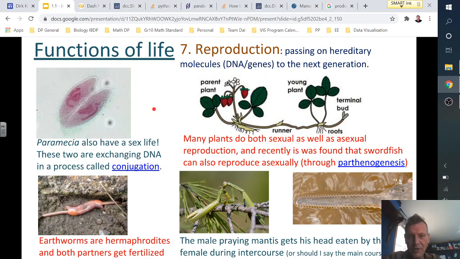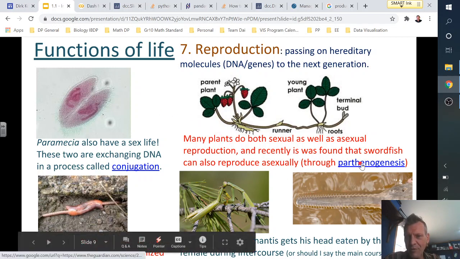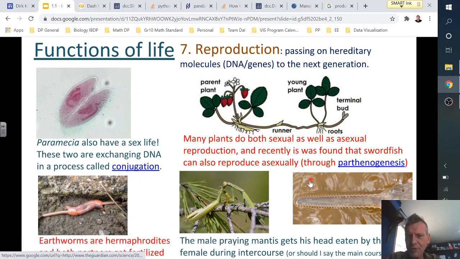Now, there are some peculiarities in nature that are extreme things. Parthenogenesis, that's the ability of certain mammals to also reproduce asexually.